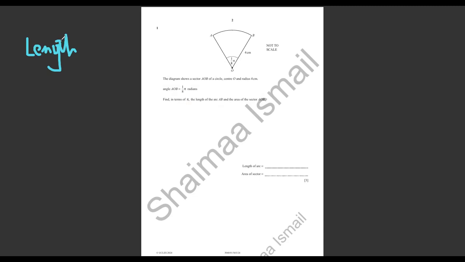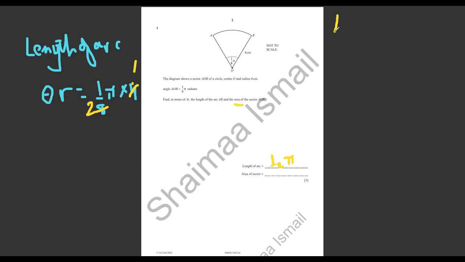So the length of arc will be equal to theta multiplied by r, which is 1 over 8 pi multiplied by 4. Then divided by 4, it's 2. Divided by 4, it's 1. So the length of the arc would be half pi. Then he asked for the area of the sector.